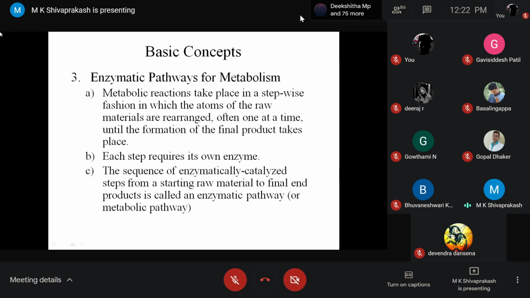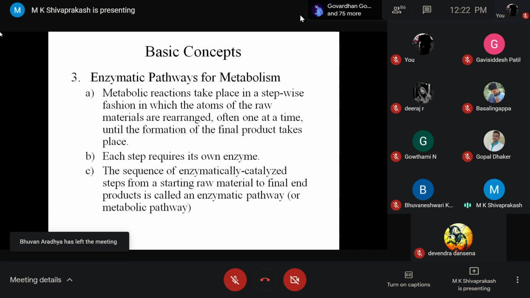Then the enzymatic pathways for the metabolism. The metabolic reactions take place in a stepwise fashion in which the atoms of the raw materials are rearranged, often one at a time, until the formation of the final product takes place. You have seen how a glucose molecule passes through the glycolytic pathway, and in aerobic organisms through the TCA cycle, and ultimately through the electron transport system to be accepted by oxygen, the terminal electron acceptor.